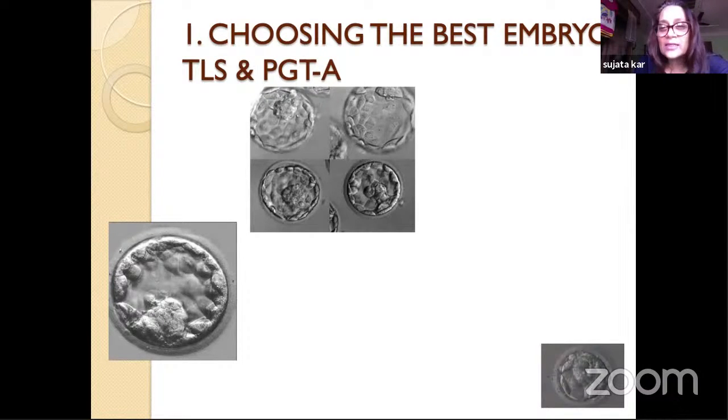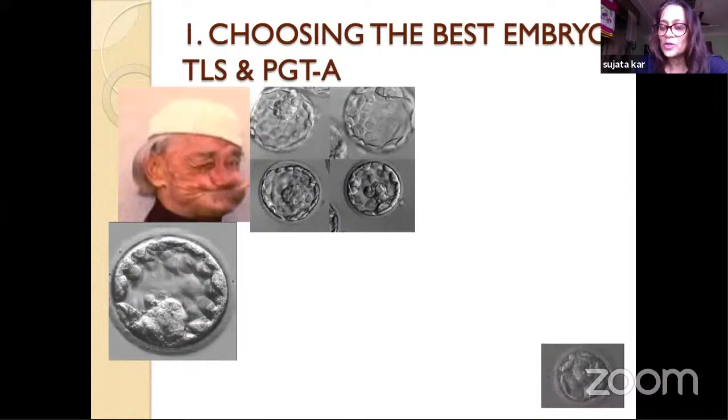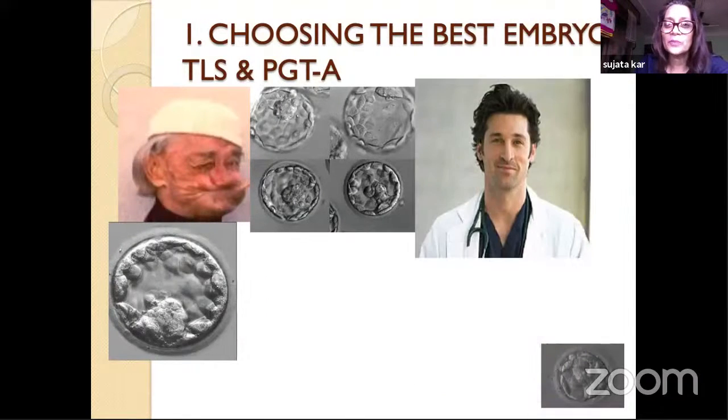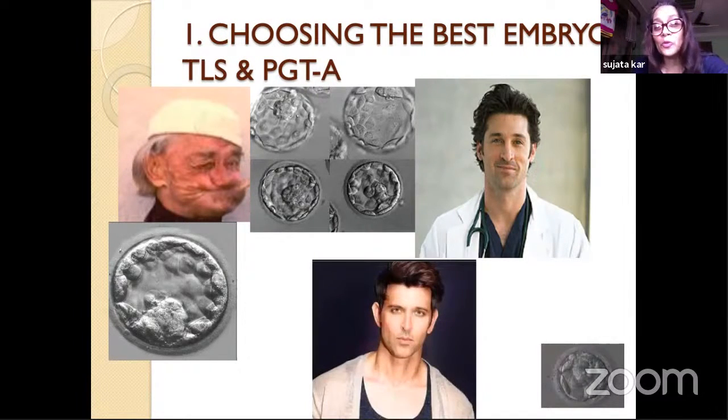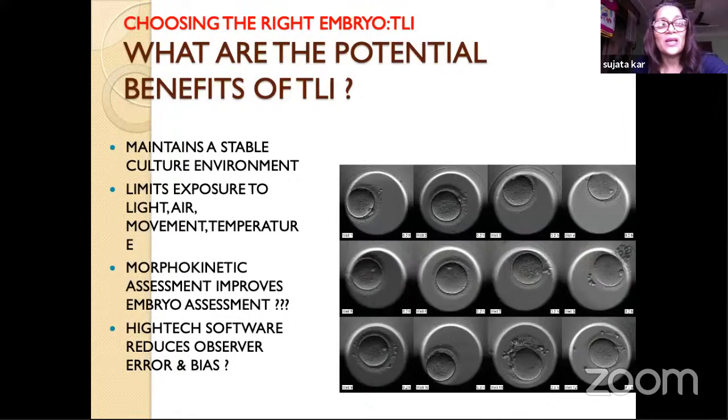At this time, most of us use morphological assessment of embryos to choose which one to transfer. Now, it would be easy if the two embryos looked like this. If one embryo looks like this, one embryo looks like this, it's very easy. We can make a call. But if two embryos are looking like this, it becomes a real challenge to choose which one you want to transfer. Now, time-lapse imaging has entered the market for quite a few years.